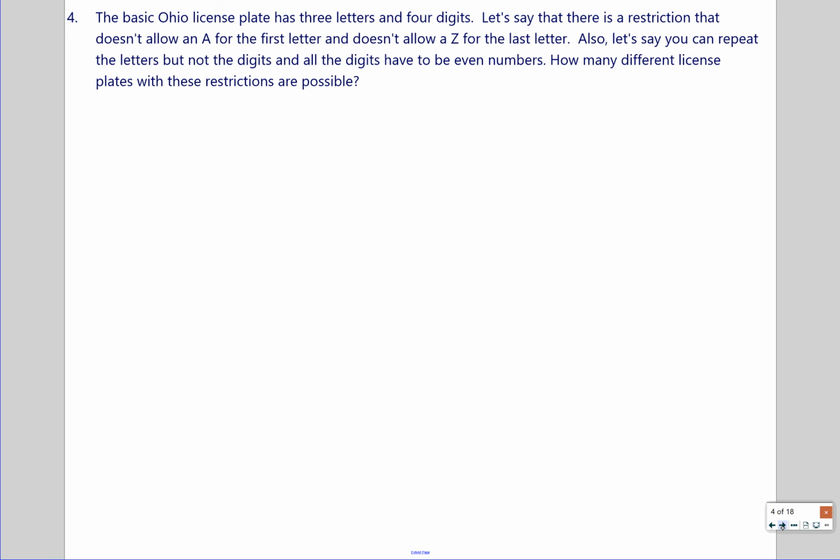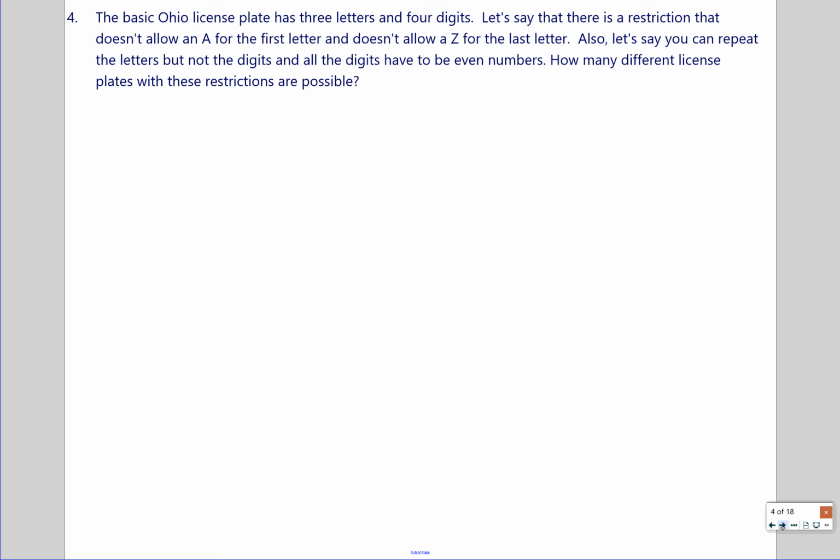Okay. Number 4. A basic Ohio license plate has 3 letters and 4 digits. Let's say there is a restriction that doesn't allow for letter A to be the first letter and doesn't allow for letter Z to be the last letter. Also, let's say that you can repeat the letters but not the digits, and all the digits have to be even numbers. How many different license plates are going to be possible with this restriction?